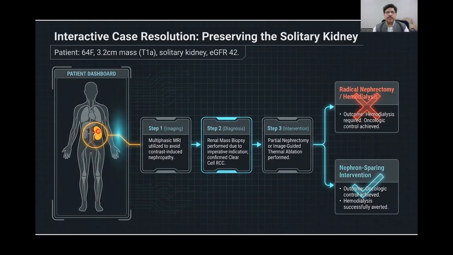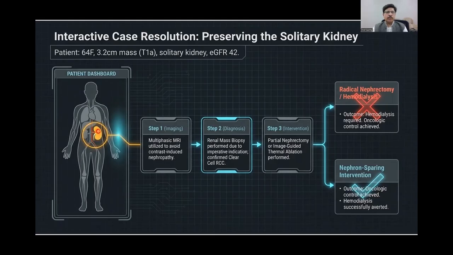So multiphasic MRI I have done, and renal mass biopsy is imperative to confirm the disease, the type of the disease, and confirm the clear cell cancer. Partial nephrectomy or image-guided thermal ablation will be the procedure. Radical nephrectomy is ruled out for this patient because we don't want to put the patient onto the dialysis machine immediately. Nephron sparing intervention must be done. So this is the protocol.